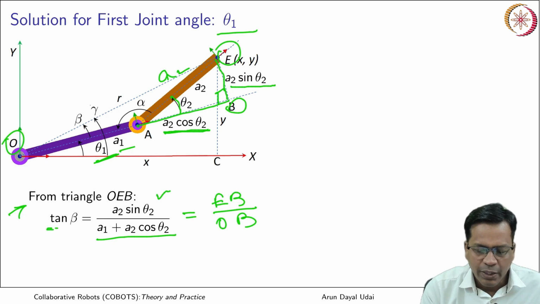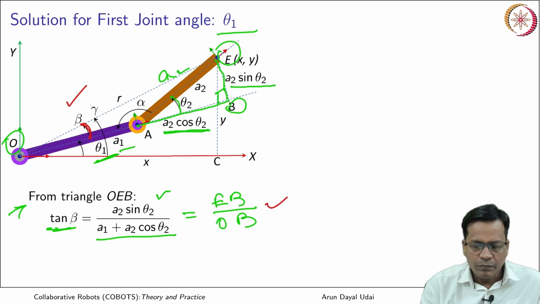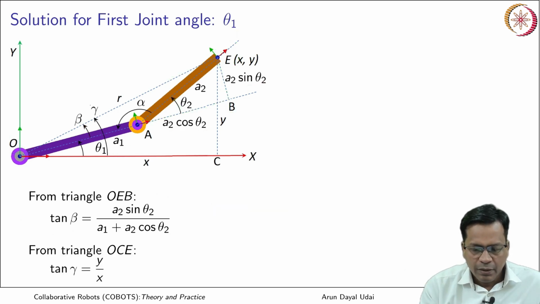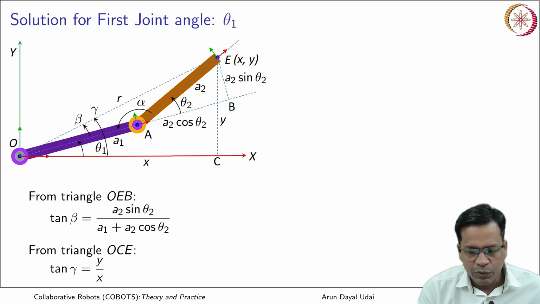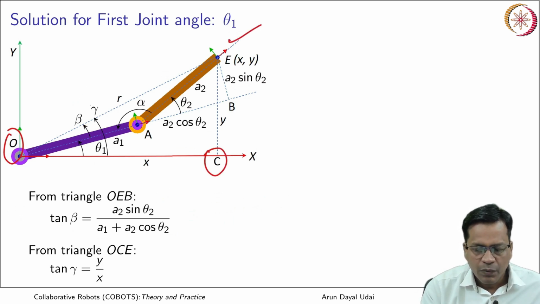So that is equal to tan of beta. Beta angle is here. So tan of beta is equal to this, EB by OB. Similarly, you can get quickly using triangle OCE, that is equal to tan of gamma. Gamma is here, that is the full angle gamma. Tan of gamma is equal to y by x.